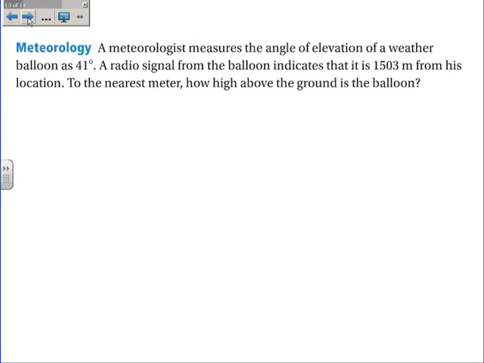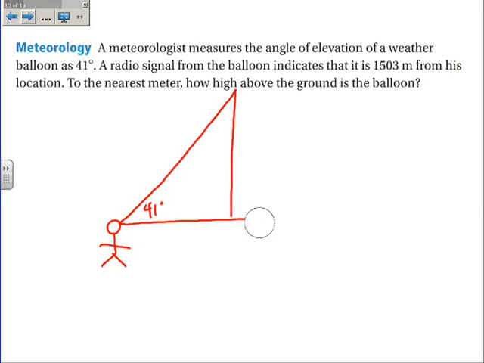Okay, so the meteorologist is down here, looking up to see a balloon. Horizontal, looking up. Okay, 41 degrees. Make it a right triangle. A signal from the balloon indicates that it is 1,503 meters from his location. That would be the hypotenuse, 1,503. To the nearest meter, how high above the ground is the balloon? Now again, I think we'll just throw out how tall the meteorologist is, because it's maybe 2 meters or so.